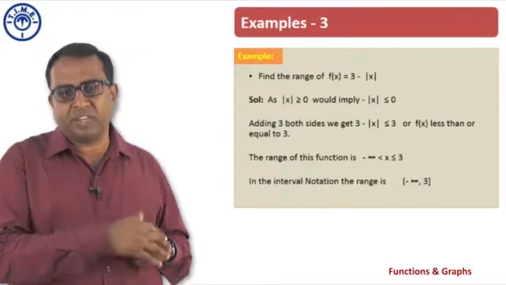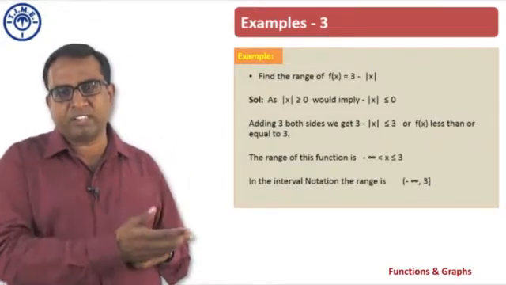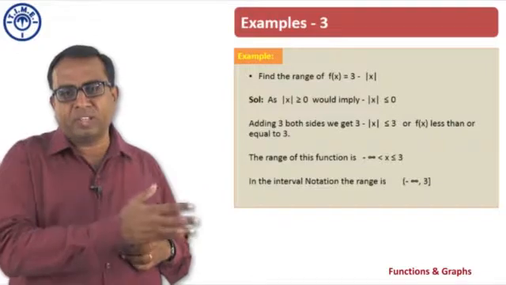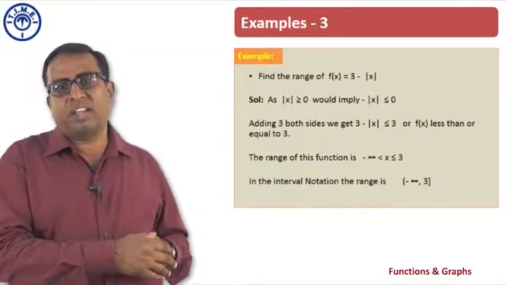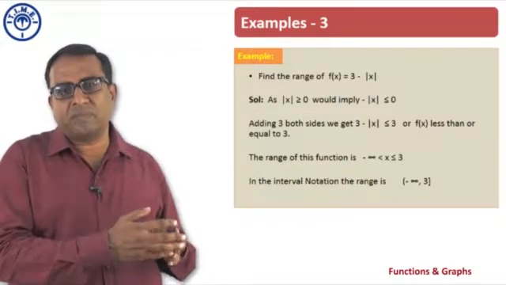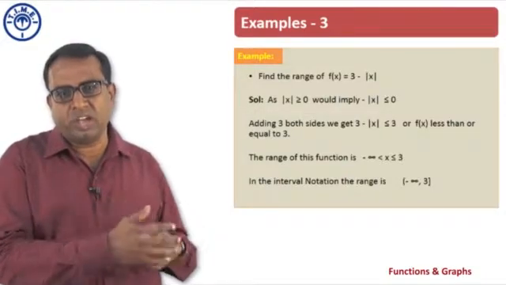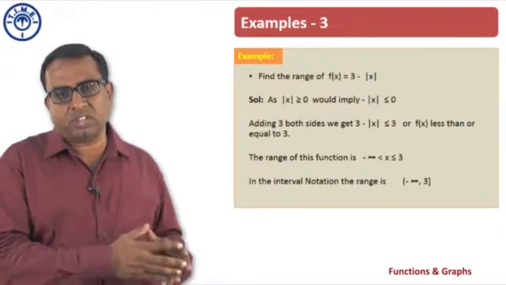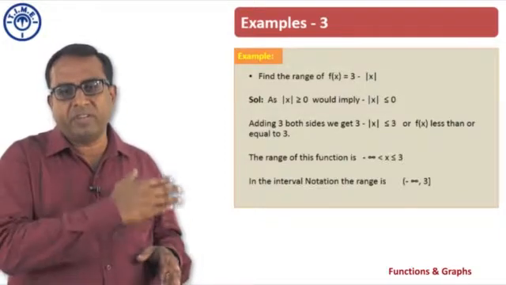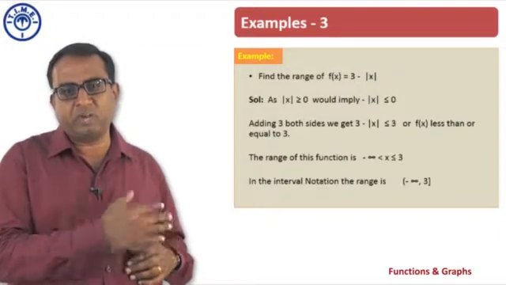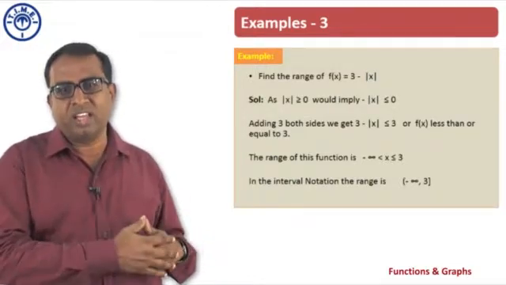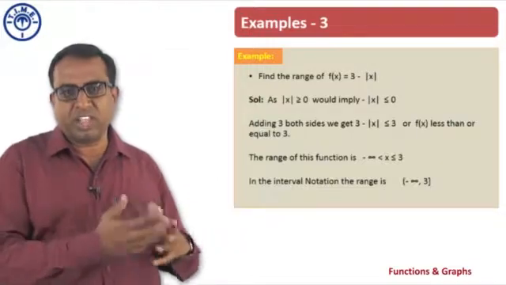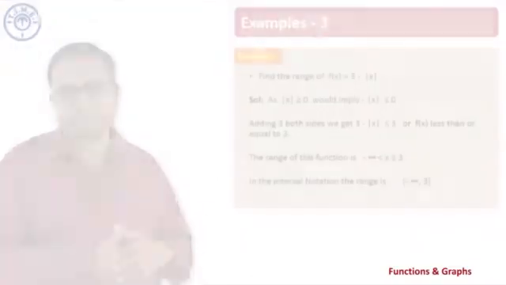Since you have 3, if you add 3 on both sides, you end up getting what? 3 minus mod x is less than or equal to 3. So the maximum value the function can take is 3. So we would put it as this: the range of this function is from negative infinity to 3. So from minus infinity to 3, all real numbers up to 3, including 3, is the answer for this question. The range of this function is this.